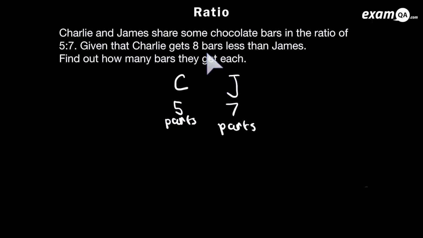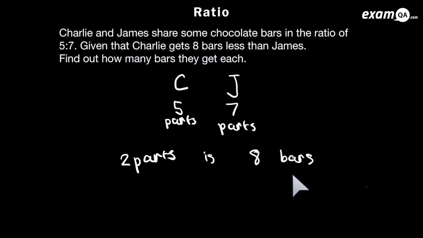Now think about how many parts more does James get. So he gets 2 parts more because Charlie gets 5 parts and James gets 7 parts. So in terms of parts, he gets 2 parts more. And in terms of chocolate bars, he gets 8 bars more. So that 2 parts more must be equal to 8 chocolate bars.